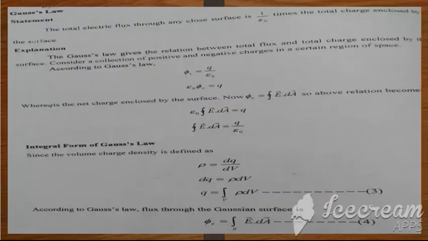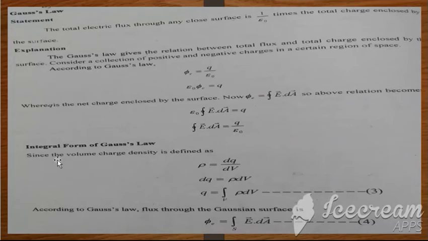Now, in the next case, where Q is the net charge enclosed by the surface, the electric flux is equal to the integral. Here the circle represents a closed integral, because the body is of closed form and Gauss's law is applicable only to closed bodies. So closed integral E dot dA. The above relation becomes epsilon naught closed integral E dot dA is equal to Q, or closed integral E dot dA is equal to Q over epsilon naught.